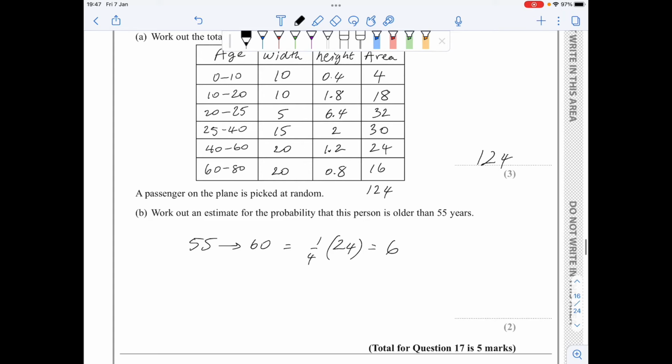Then in the group 60 to 80, I have 16 passengers. And if I add this up, I get 22. So my answer would be 22 out of 124. Or you can simplify this one to 11 over 62.